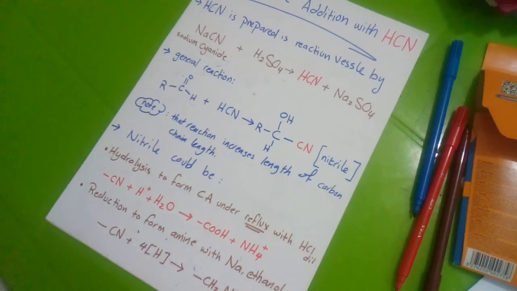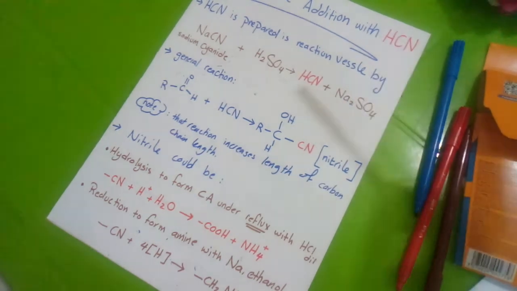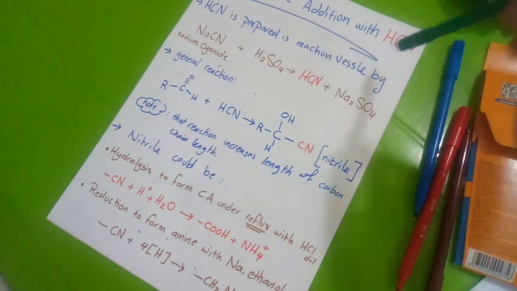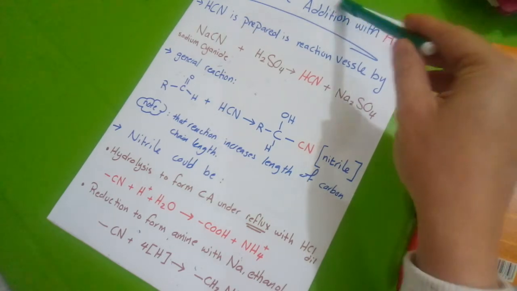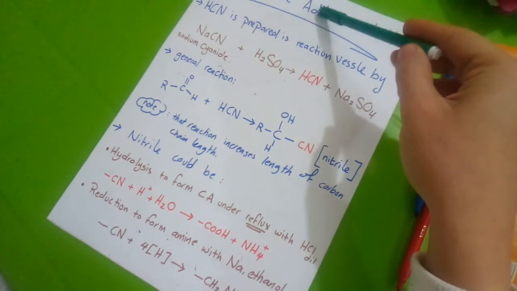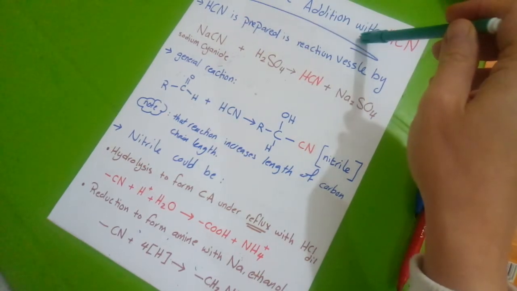Hello everyone. Today we'll continue in carbonyl compounds chemical reactions, and we'll start with nucleophilic addition with hydrogen cyanide. Here we are going to add something to my carbonyl compound, because carbonyl compounds are unsaturated compounds, so we will add to them in order to make them saturated. And the type of the addition is nucleophilic, so I will add a nucleophile to my carbonyl compound.